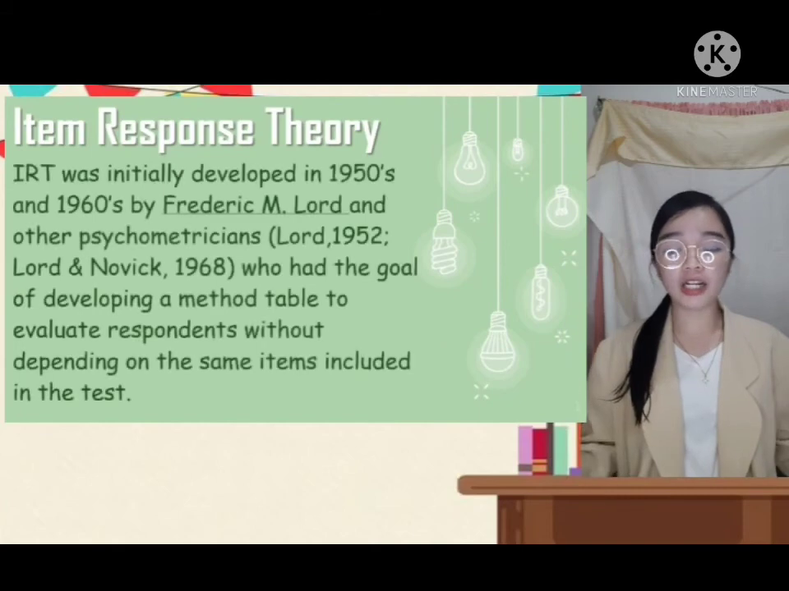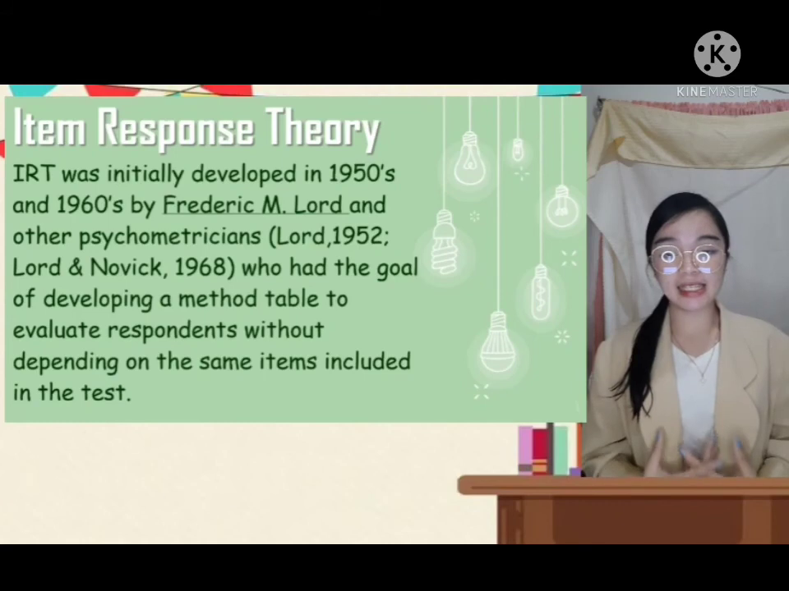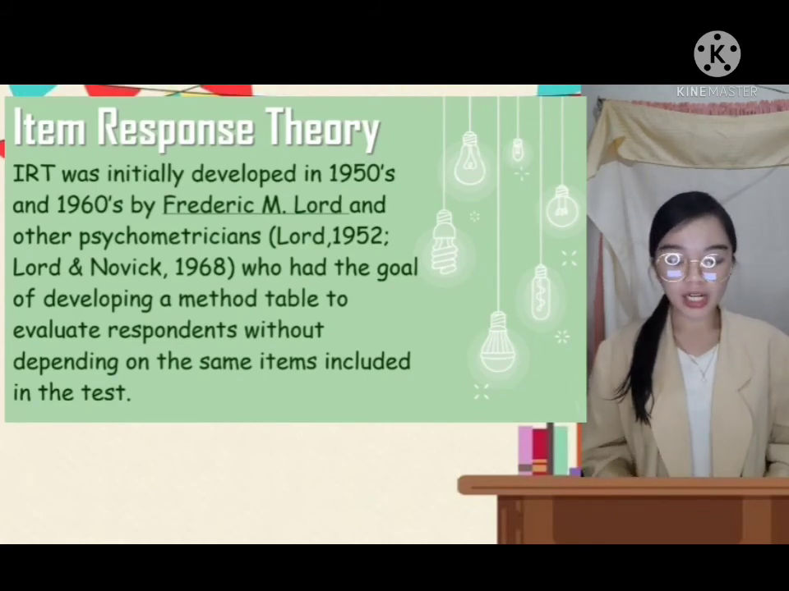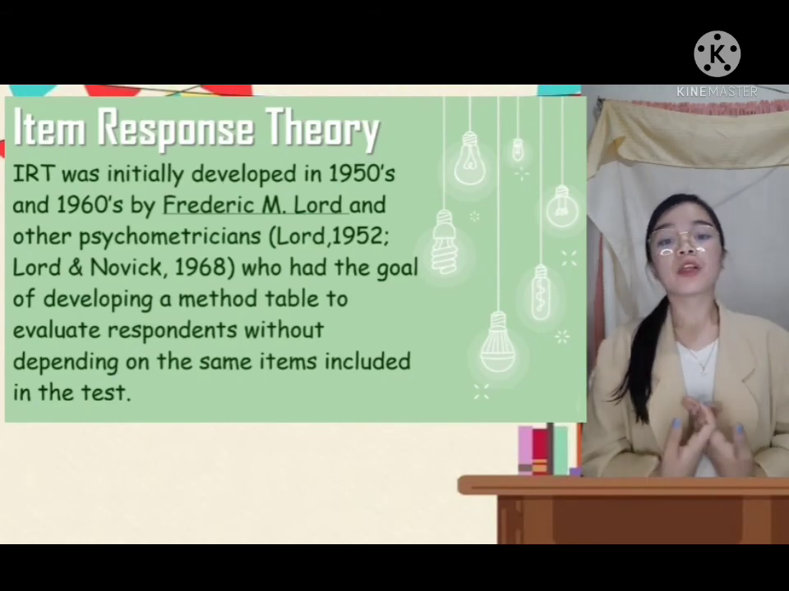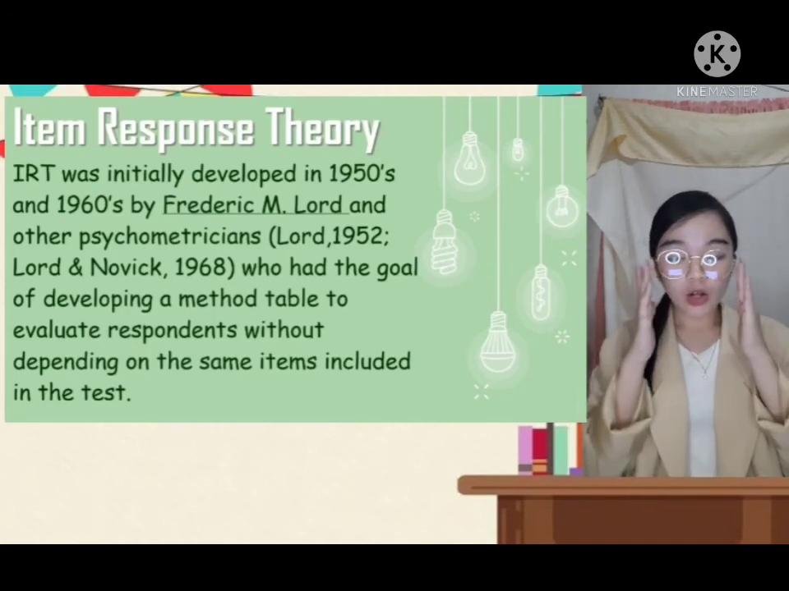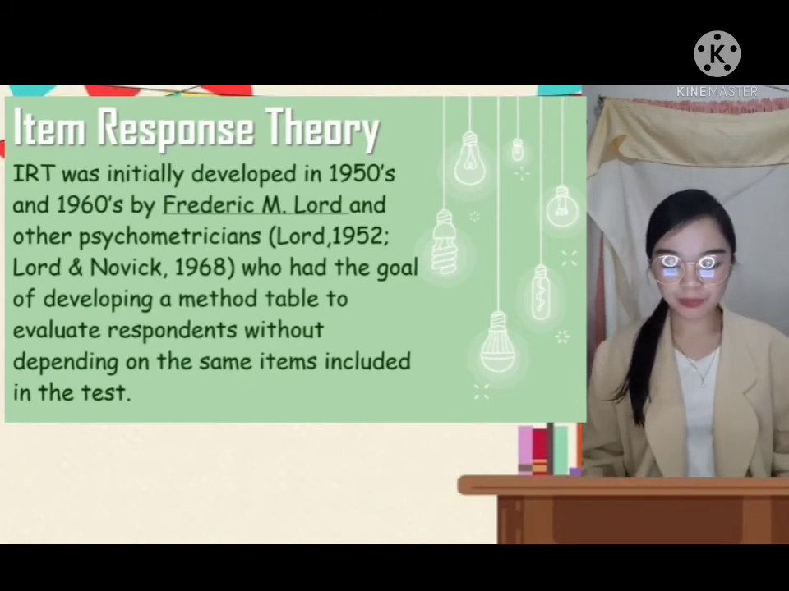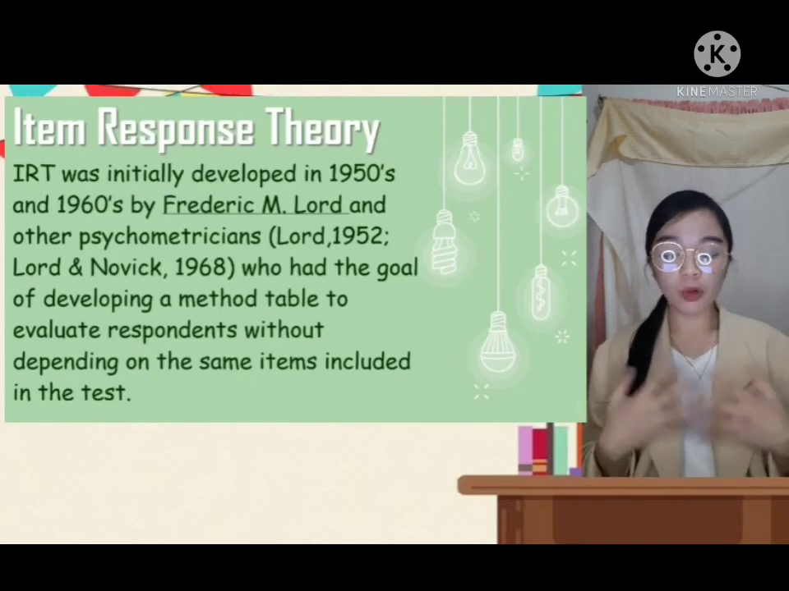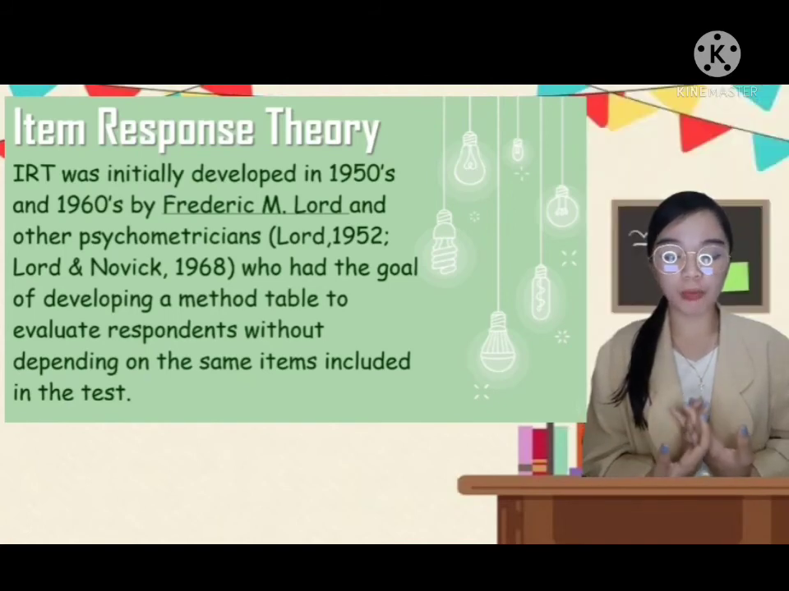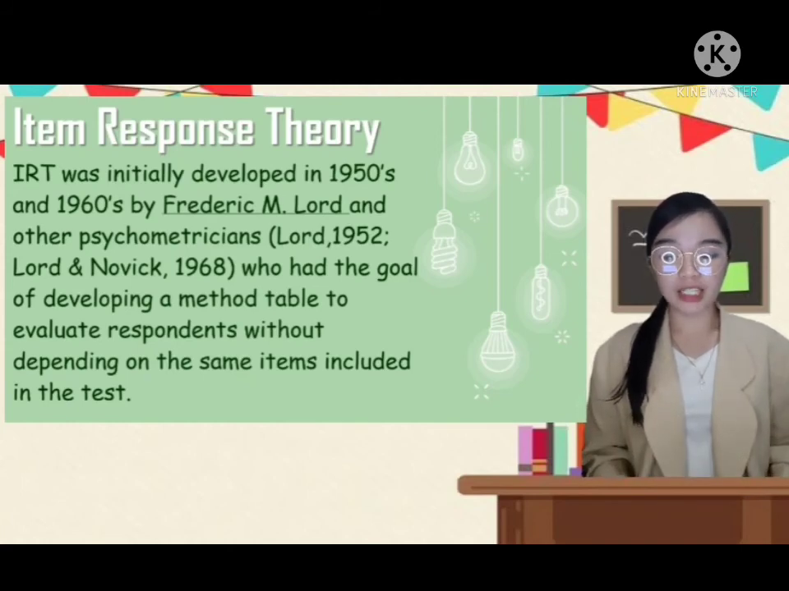So basically, IRT was initially developed in the 1950s and 1960s by Mr. Frederick M. Lord and other psychometricians. So Lord in 1952, and he worked with Mr. Novick in 1968. They had the goal of developing a method suitable to evaluate respondents without depending on the same items included in the test. Therefore, IRT evolved from classical measurement theory, comprised of a variety of mathematical models that have the following characteristics.